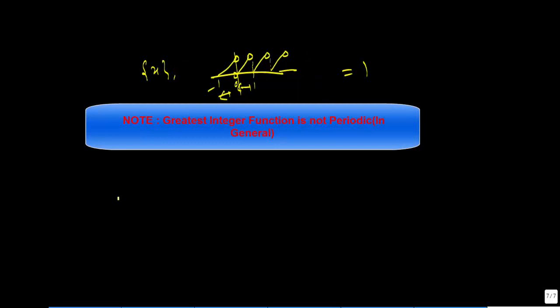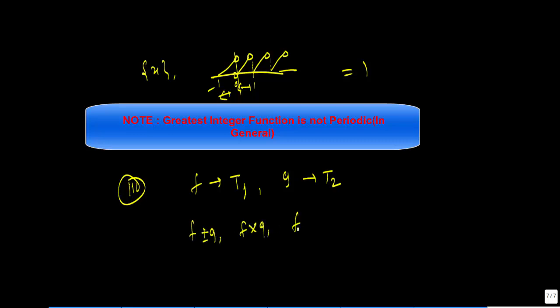Similarly, there is some basic concept that we also have to be aware of. Like if we say f is a function whose period is t1, and g is a function whose period is t2. So if you do f plus or minus g, f into g, f by g, if it is not simplifiable, please make a note, if it is not simplifiable, their period will be the LCM of t1 and t2, and many more, whichever functions are available.